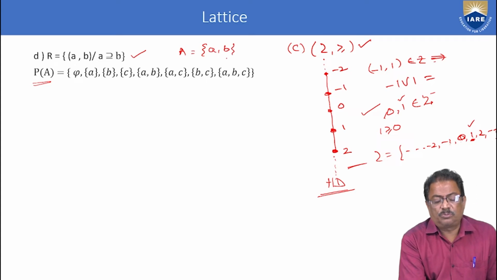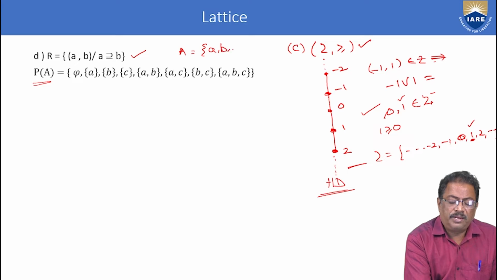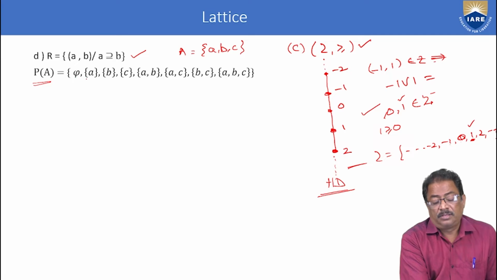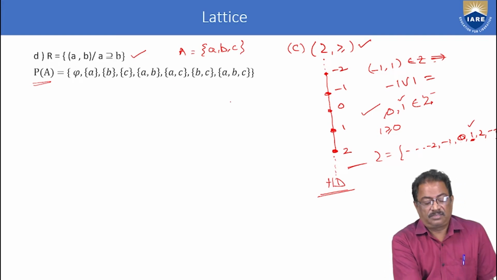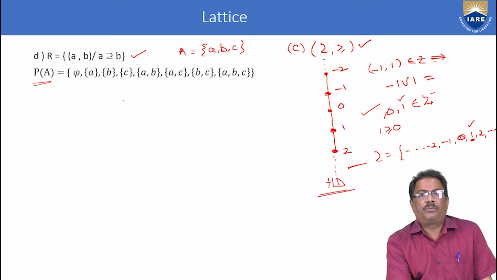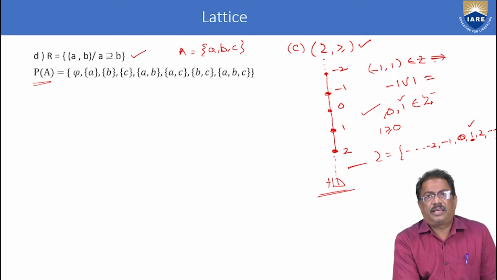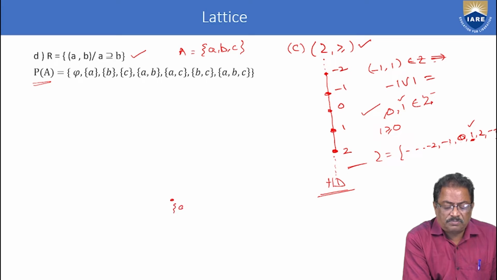So of course, for A, B, C there are 3 elements, so there are 2 power 3, that is 8 elements in the power set: 1, 2, 3, 4, 5, 6, 7, 8. So all possible subsets are these. Now we have to verify. We first of all have to construct the Hasse diagram for this. So here, this is one set. Let us take A, B, C.